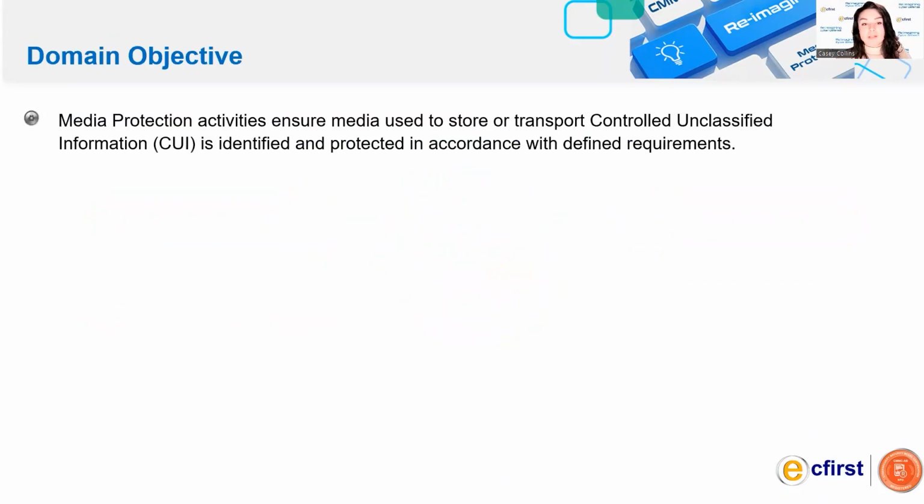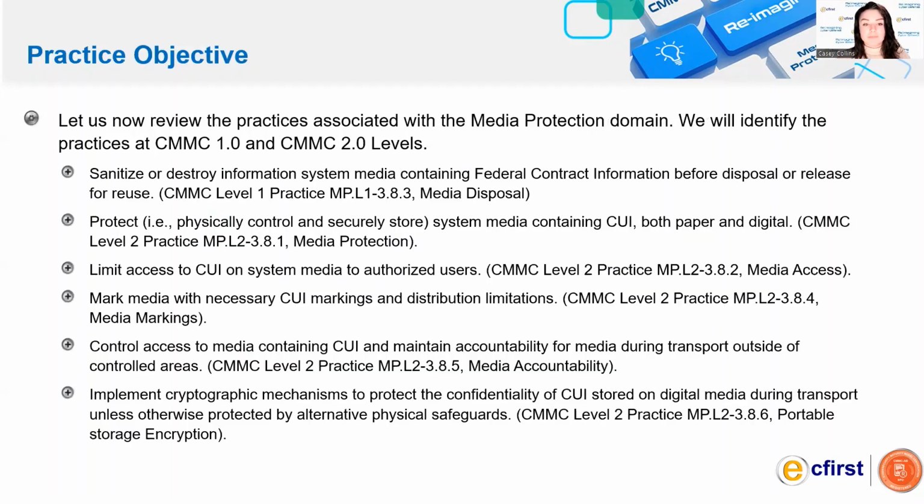So the domain objective. Media protection activities ensure media used to store or transport controlled unclassified information, or CUI, is identified and protected in accordance with defined requirements. So any media devices we're using for CUI, whether in transit or at rest, is identified and being protected.